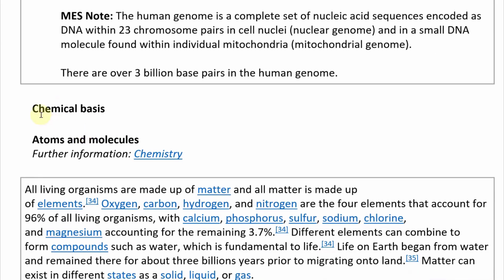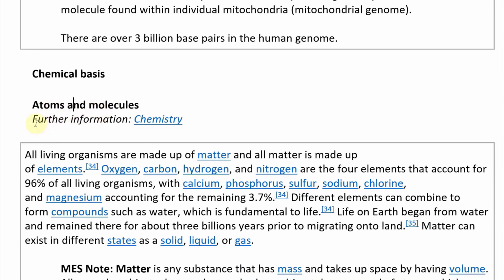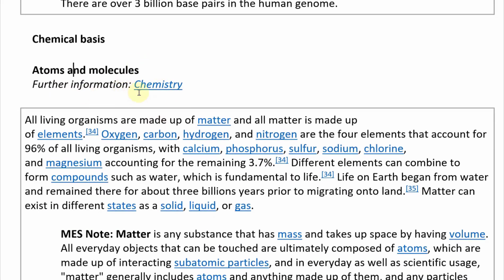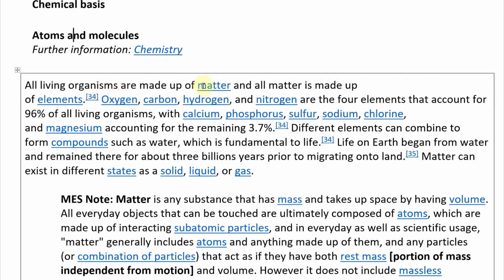Alright, so now let's continue further and look at the next section, which is chemical basis, and goes over atoms and molecules. For further information, you can go to the chemistry wiki page. All living organisms are made up of matter, and all matter is made up of elements. Oxygen, carbon, hydrogen, and nitrogen are the 4 elements that account for 96% of all living organisms, with calcium, phosphorus, sulfur, sodium, chlorine, and magnesium accounting for the remaining 3.7%. Different elements can combine to form compounds such as water, which is fundamental to life.